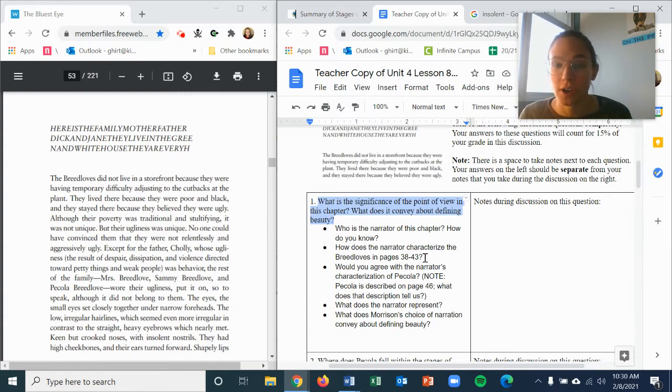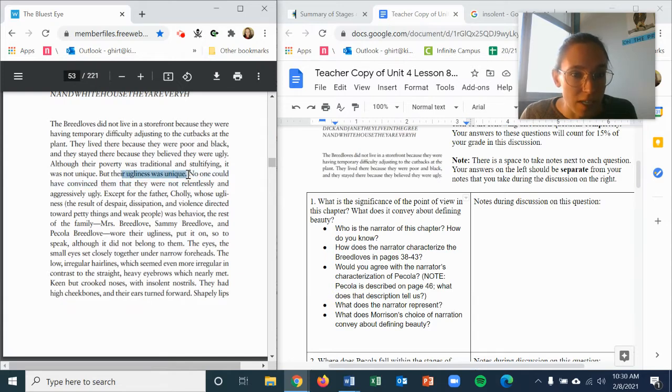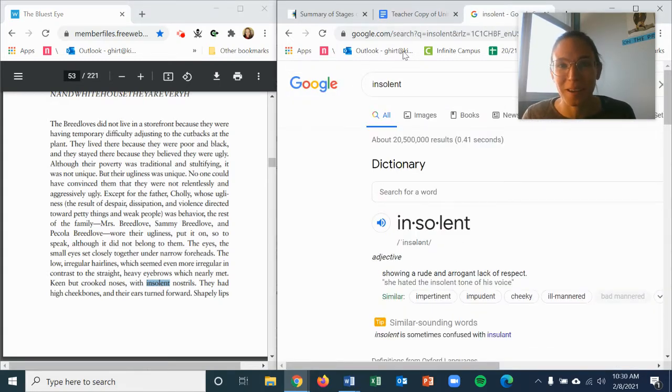How does the narrator characterize the Breedloves in these pages? Let's look at some of the words that the narrator uses to characterize the Breedloves. They lived there because they were poor and black, and they stayed there because they believed they were ugly. Their ugliness was unique. The narrator also describes their eyes, their foreheads, their hairlines, the low irregular hairlines, heavy eyebrows, keen but crooked noses with insolent nostrils. Insolent means rude or arrogant.